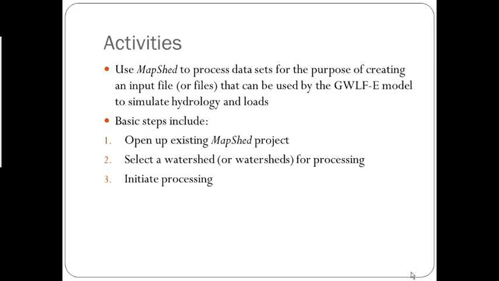This is basically a very simple process. We first open up an existing MapShed project, in our case Demo. We then select a watershed or one or more watersheds for processing, and then we initiate the processing. And when the processing is done, one or more input files are created for the model.